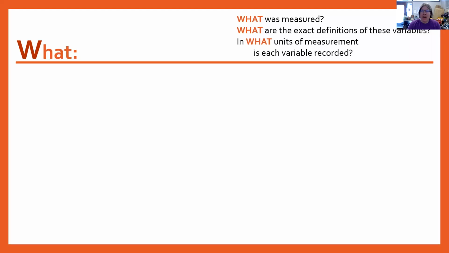The next part of adding context to our data is talking about what. So, what was measured? What are the exact definitions of these variables? And in what units of measurement is each variable recorded? So, let's look at an example that's from everyday life.